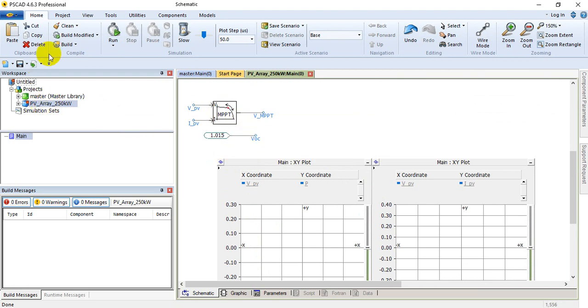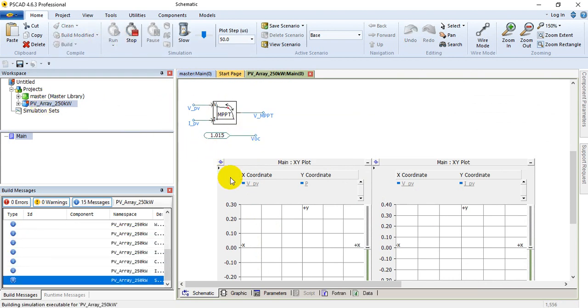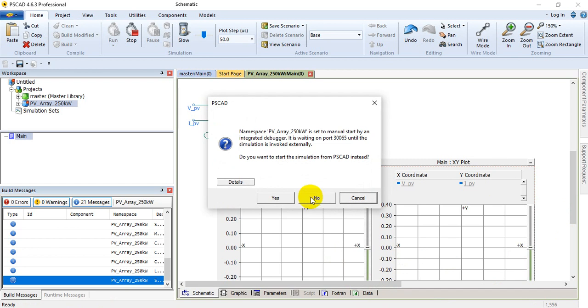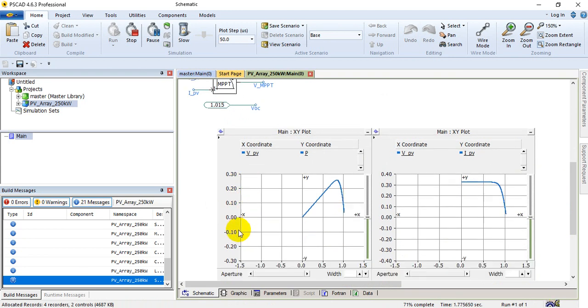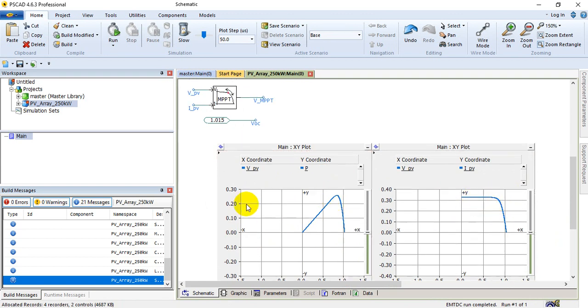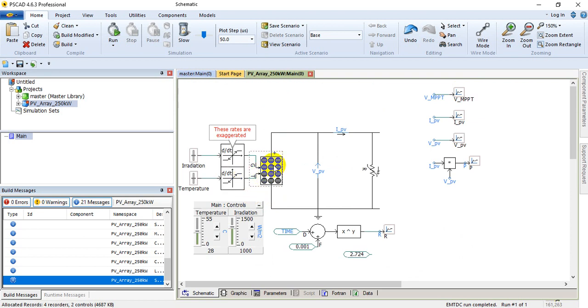In order to run this case, click on the run button. In the simulation box, the simulation has been started. Here you can see the two curves that we have obtained: the P across voltage, and the maximum power point. These two curves are generated from the characteristics mentioned in MPPT and the PV cell parameters. So this is how we can measure.